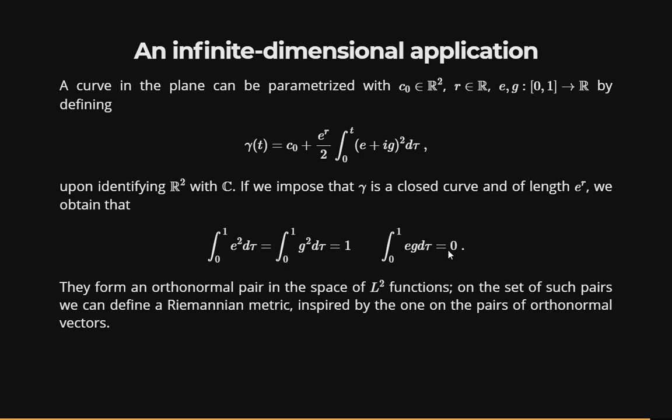If you don't know what the space of L2 functions is, let's just say that you can put a scalar product on real valued functions by declaring that the scalar product is the integral of the product. So this is the scalar product between e and g for functions on 0, 1. Obviously, your functions should be integrable, at least, and the requirement is that their square should have finite integral, because this will be the square norm of your function. So you see here we say the scalar product is 0, and that the norms are 1, so they're an orthonormal pair.